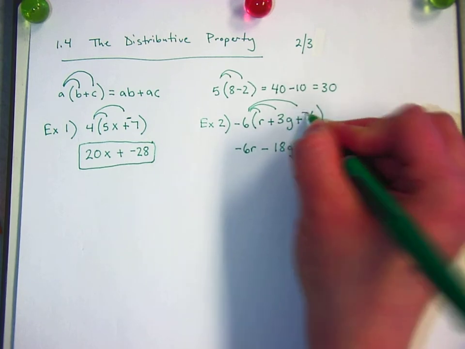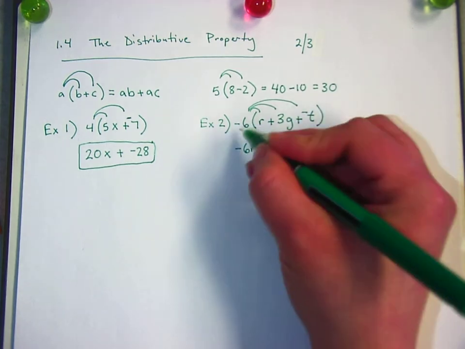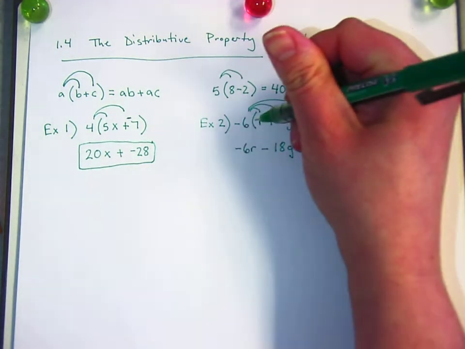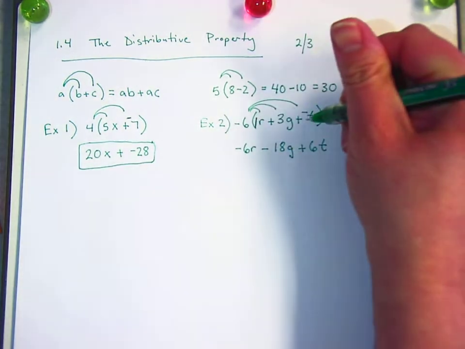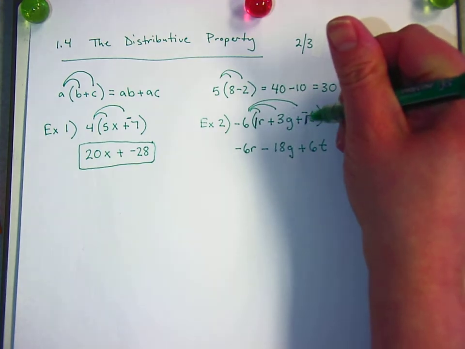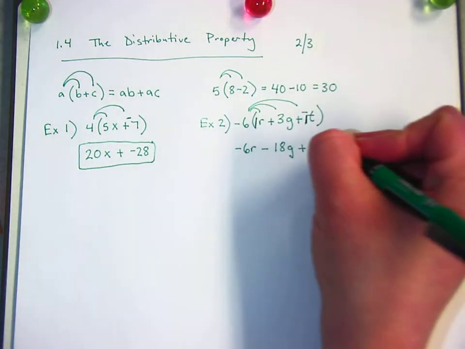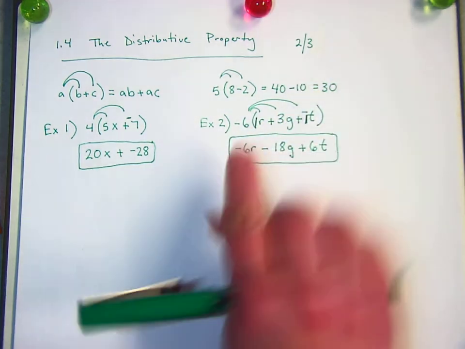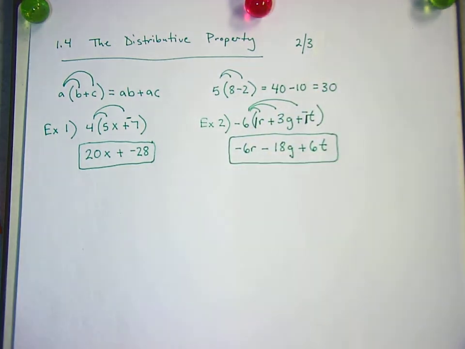Remember, a negative times a negative makes a positive. So that'd be 6t. If there's no number in front of it, you can assume that there's a 1 there. And maybe that'll be a little bit easier to understand. So that's your final answer. You can't put them all together because one has an R, one has a G, one has a T.